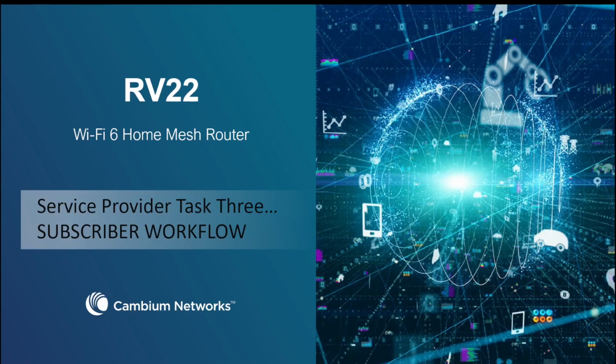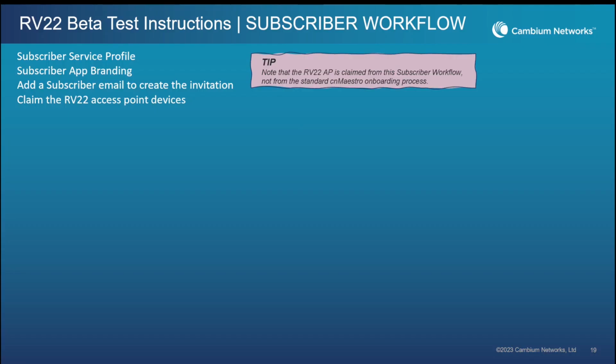Now, the third thing you want to do when you're evaluating the RV22 is work with the subscriber workflows. Now, this is something new in CN Maestro. You've not seen this before. Subscriber workflows are really important.